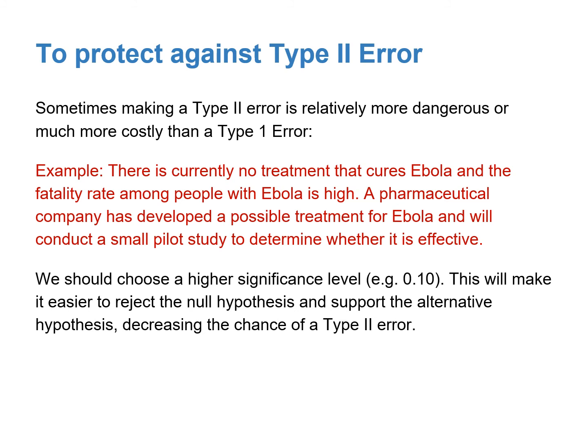In a situation like this, we should choose a higher significance level, maybe 10% or 0.1 level of significance. This will make it easier to reject the null hypothesis and support the alternative hypothesis and decrease the chance of making a type 2 error.